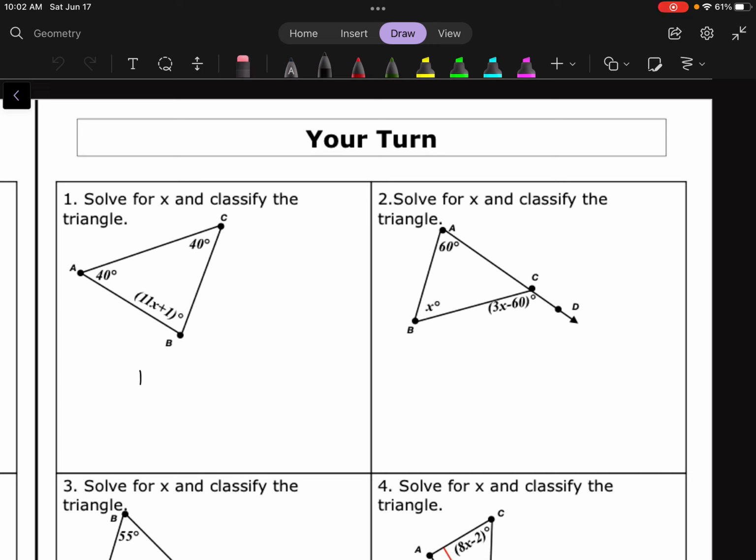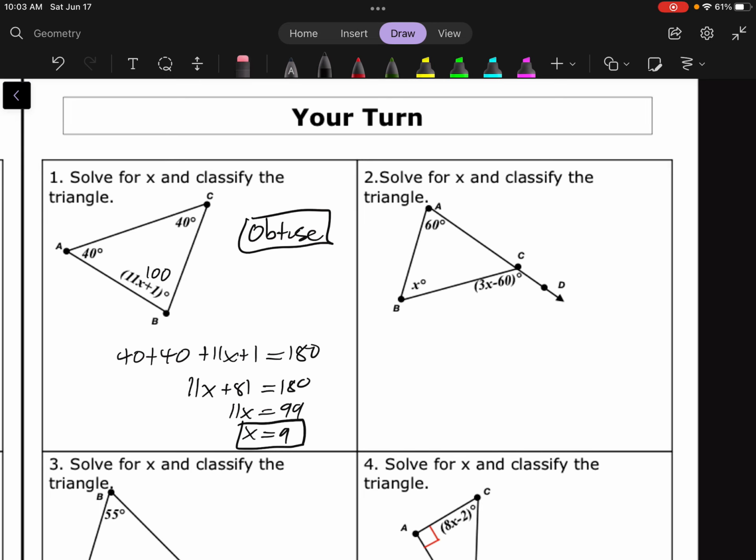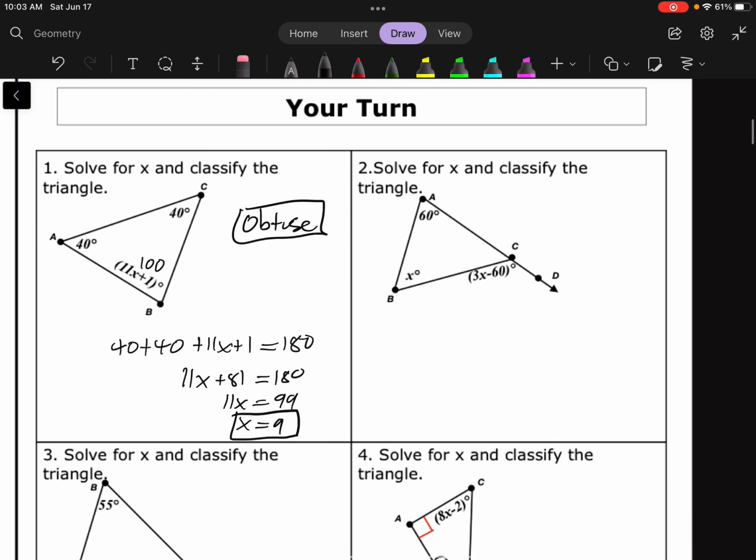So for number 1, 40 plus 11x plus 1 is equal to 180. That should be 11x plus 81 is equal to 180. Subtracting gives me 11x is equal to 99, so x was 9. Plugging it back in, 99 plus 1 is 100. So this does become an obtuse triangle. Once again, we can't really classify by sides yet because we don't know anything about the sides.